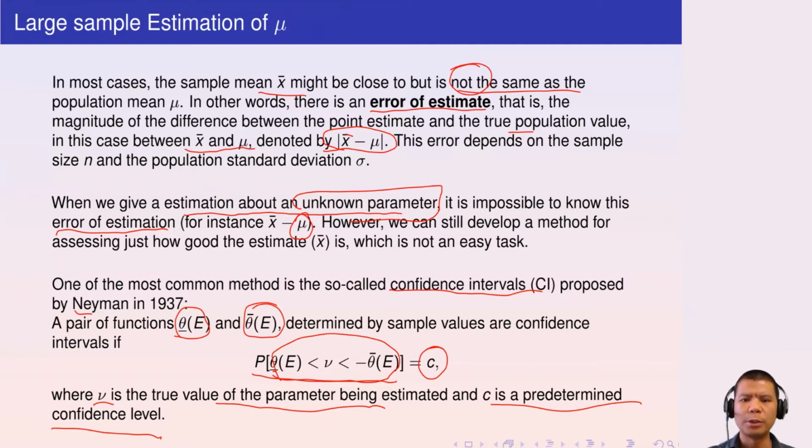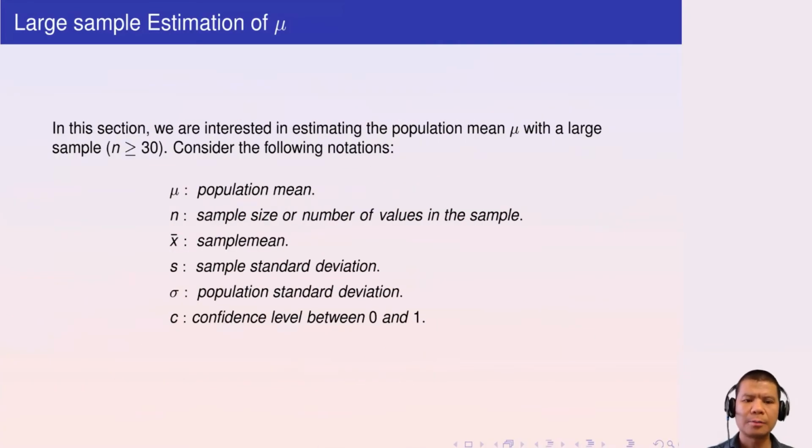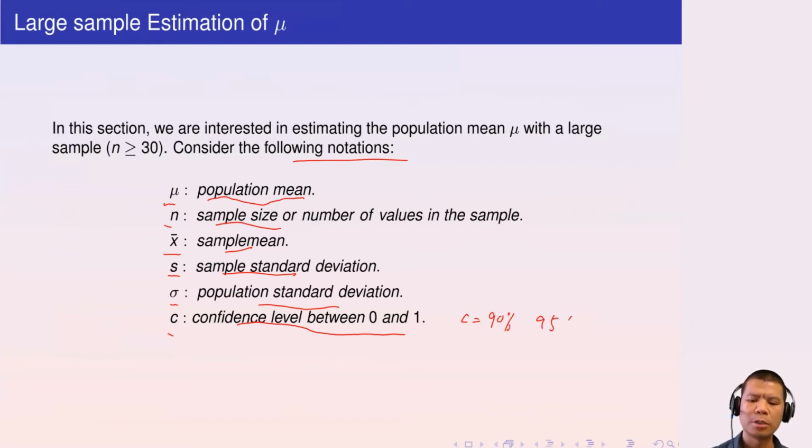Before we do that, we want to introduce some notation. Usually mu represents the population mean, n is the sample size, x bar is the sample mean, s is the sample standard deviation, sigma is the population standard deviation, and c is the confidence level between 0 and 1. Usually c equals 90%, 95%, or 99%, or 0.9, 0.95, and 0.99.